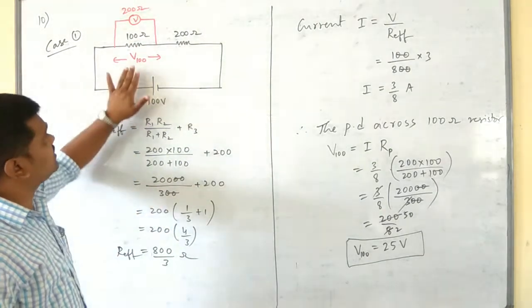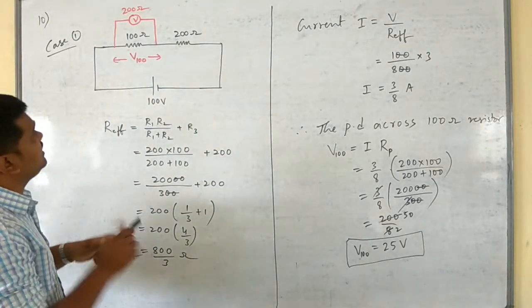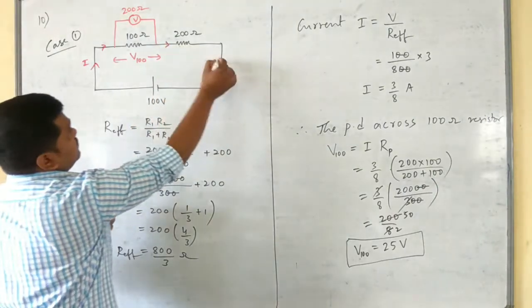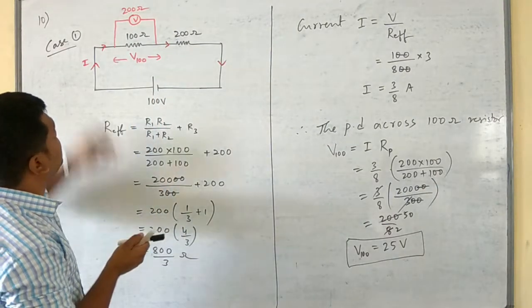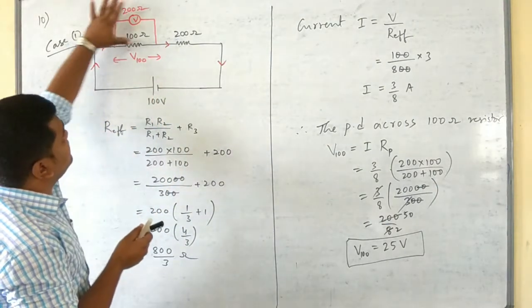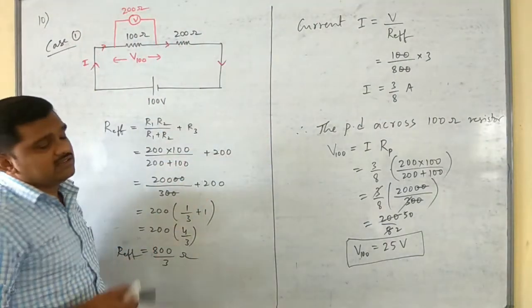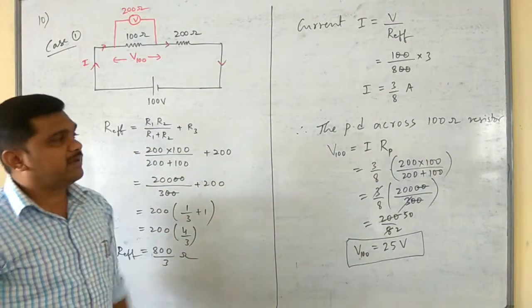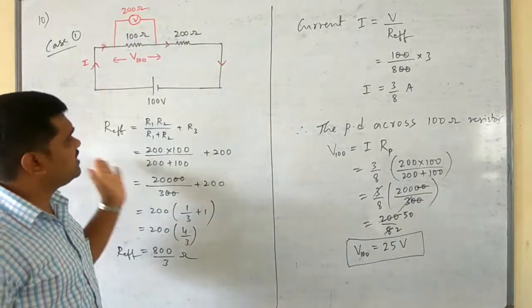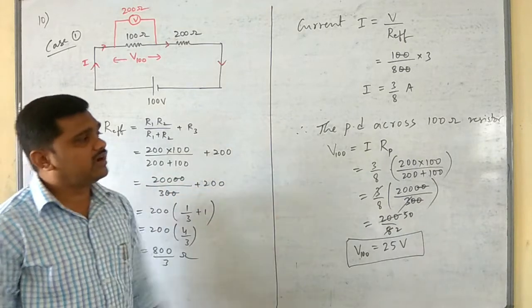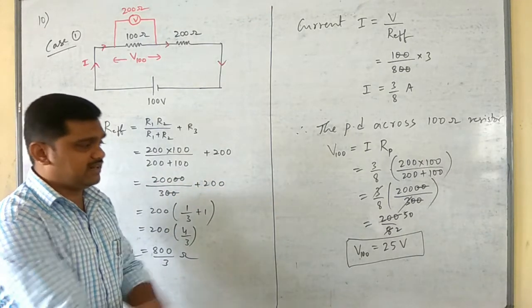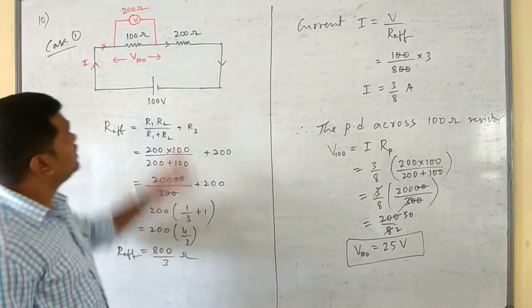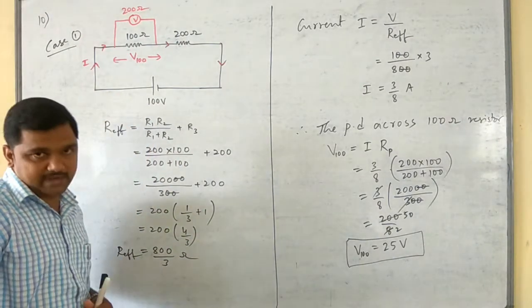Next, we want to find out the potential difference across this parallel combination, otherwise this 100 ohm. The current is flowing like this. If we multiply that current with this RP, we get the PD. Therefore I into RP. I is 3 by 8 and RP is 200 into 100 divided by 200 plus 100. On solving you get 25 volt. So this is case 1.